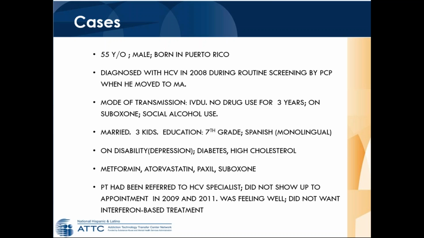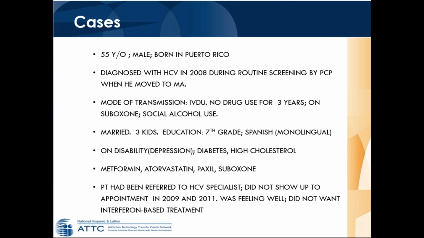There has been a recent sexual epidemic in men who have sex with men, in particular patients with HIV. So it is important to understand that it can be sexually transmitted. This person is on disability for depression. He has diabetes and has high cholesterol.